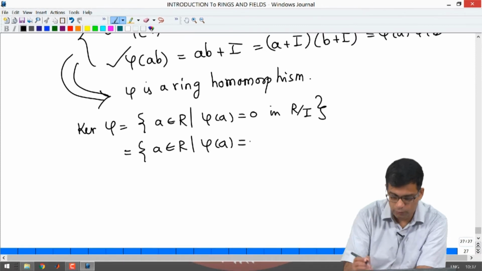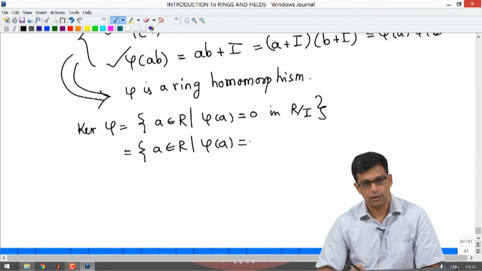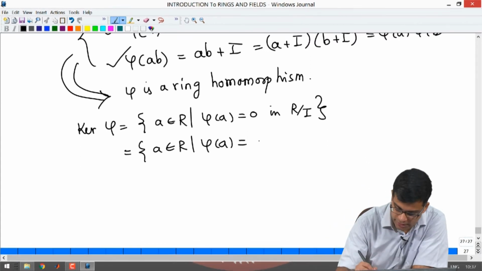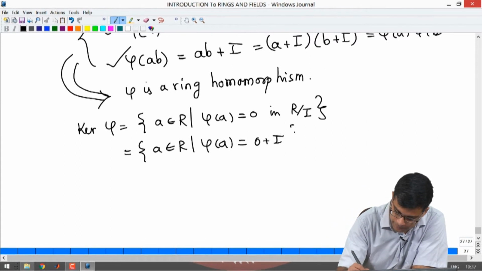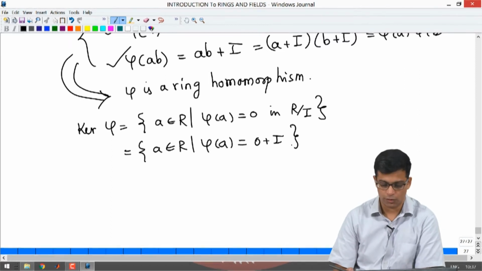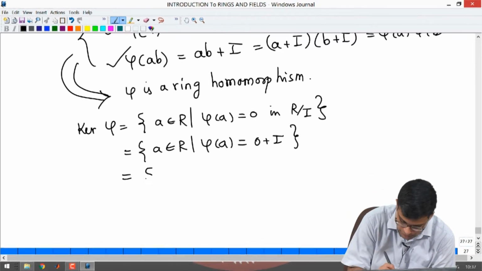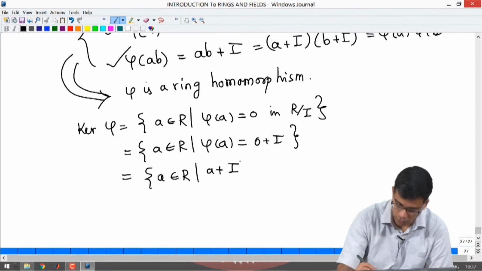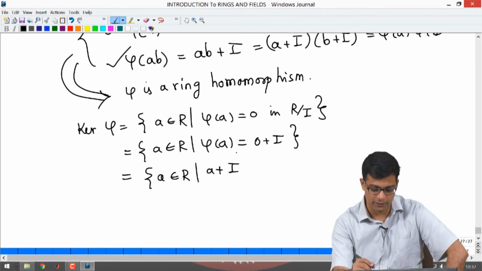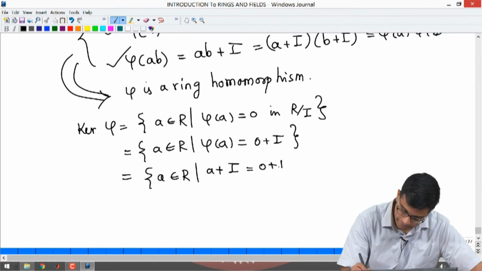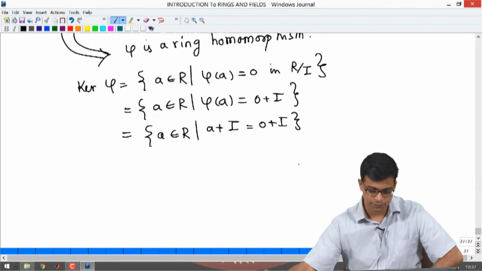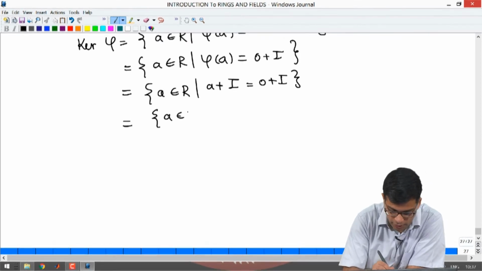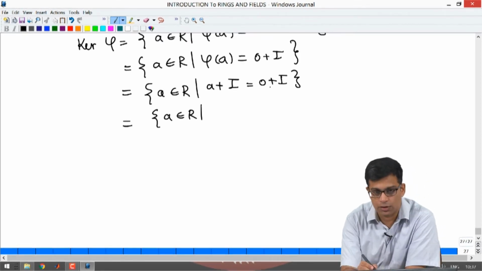So, phi of A is equal to, what is the 0 element in R mod I? The 0 element is the additive identity, right. R mod I has additive identity 0 plus I, so phi of A is equal to 0 plus I. But what is phi of A? A plus I is equal to phi of A by definition. So, in other words, this is A in R such that A plus I is equal to 0 plus I.